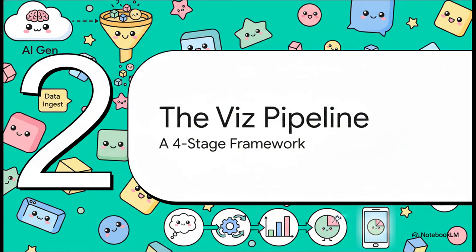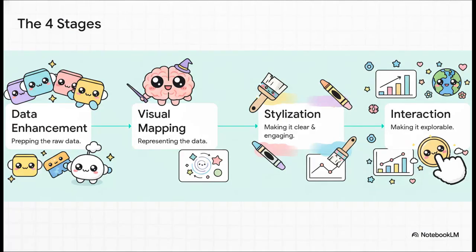So how does this all work, really? Well, to wrap our heads around it, we need a framework. And the best way to think about creating a visualization is not as one single step, but as a journey through a pipeline, a process with a few distinct stages. So let's just walk through it together. Okay, so this pipeline has 4 main stages. First, you've got data enhancement. That's basically prepping your raw data. Then comes visual mapping, which is deciding how to show it. After that, we have stylization, which is all about making it look good and clear. And finally, you bring it all to life with interaction.